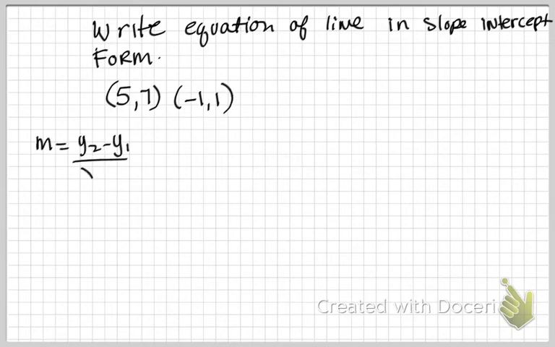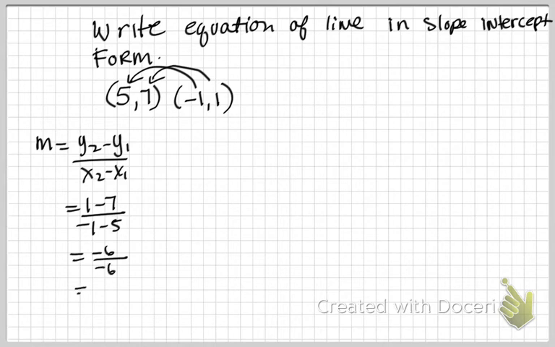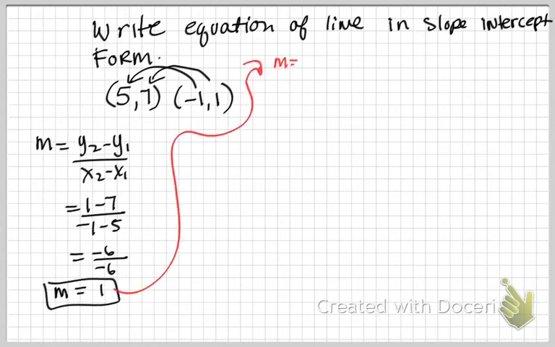1 minus 7 over negative 1 minus 5. Okay? I like to draw my little arrows. And then I end up with negative 6 over negative 6, which simplifies to 1. At this point, what would I do next? Dion. So you pick one of the points, either 5, 7, or negative 1, 1. Good. We're picking the point negative 1, 1, and we're going to use the slope and use our point slope.